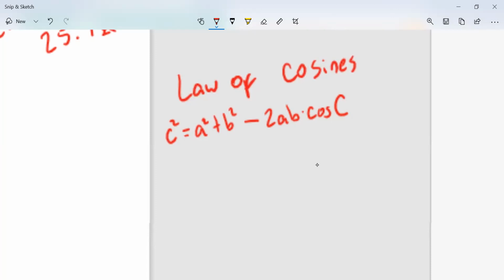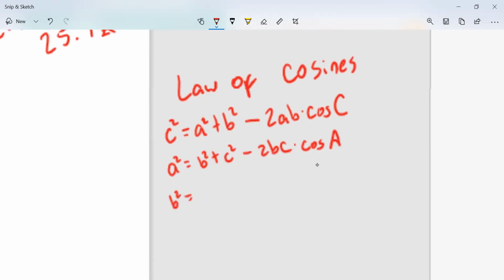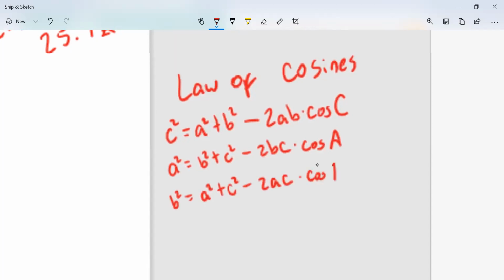Another formula, because I said we're going to have 3 formulas. Another formula we're going to have is a squared. So side a squared is equal to b squared plus c squared minus 2 times b times c times cosine of angle A. And the third formula we're going to have is b squared is equal to a squared plus c squared minus 2 times a times c times cosine of angle B.